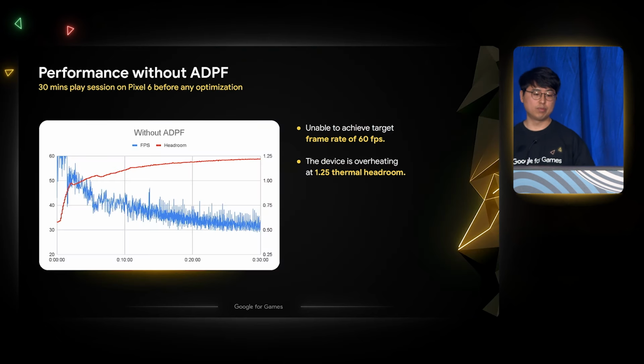The graph illustrates the FPS and thermal headroom over a 30-minute test of Lineage W. Running on a Pixel 6 device with high graphic quality setting, the game typically targets 30 FPS, but I use 60 FPS for this test to stress the device and evaluate ADPF's performance. Notice how the FPS drops after 2 minutes, eventually stabilizing around 32 by the end of the test. Similarly, the thermal headroom value increased rapidly after launching the game and reached approximately 1.25 at the conclusion, indicating it is in thermal throttling.